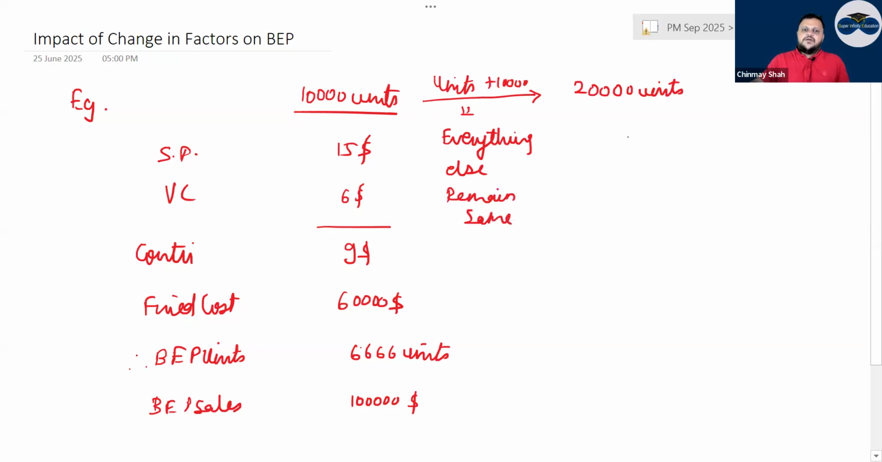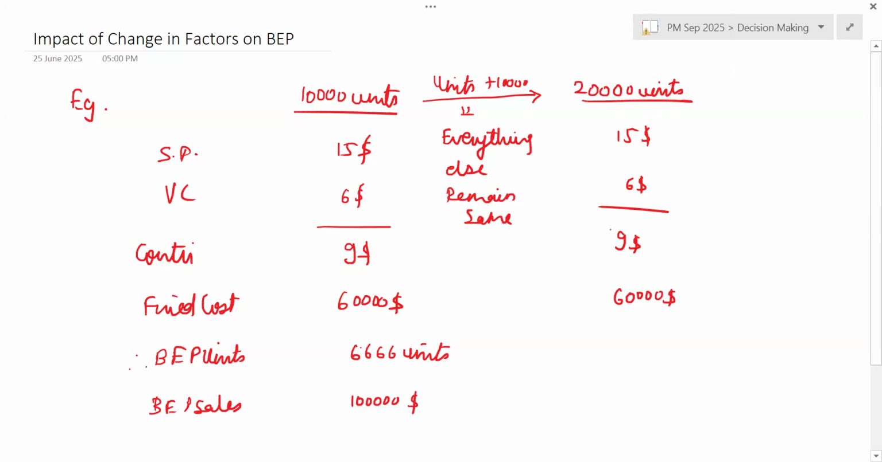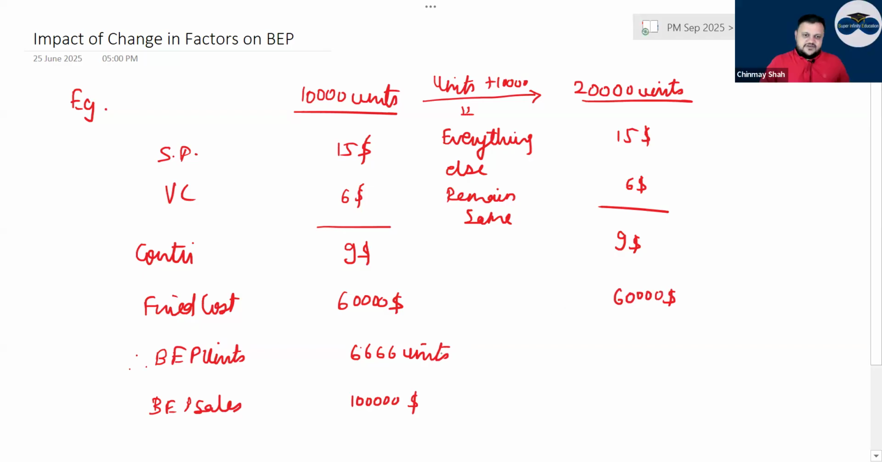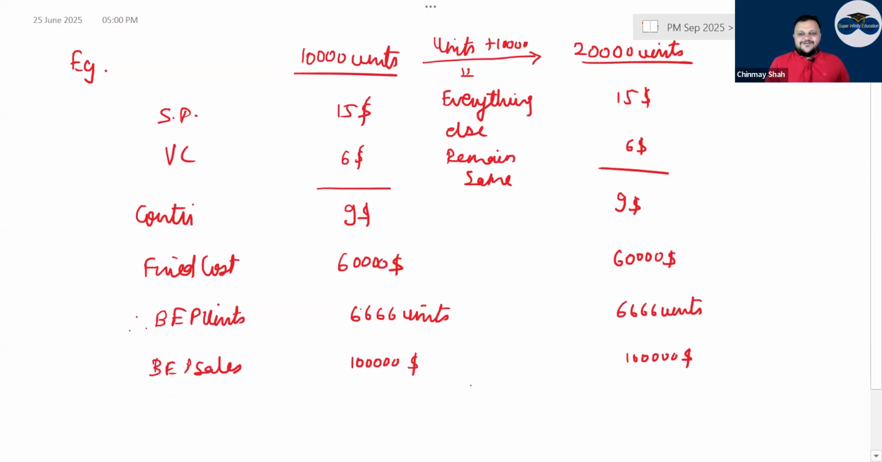In that case, what will happen? Will there be a change in what? Fixed cost is 60,000. Will the number of units increasing, if it is not having any impact on sales, variable cost, fixed cost, change your BEP? Think about it. No. Then BEP units are the same. Correct. And $100,000.